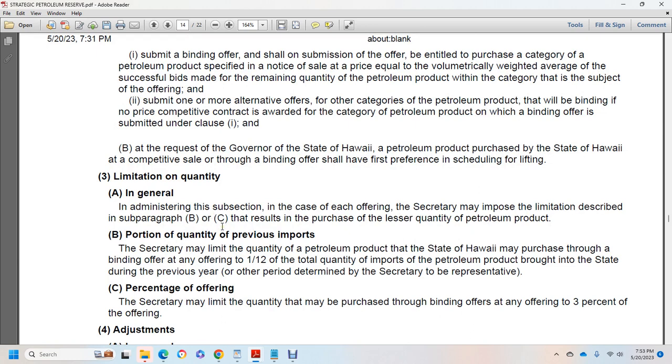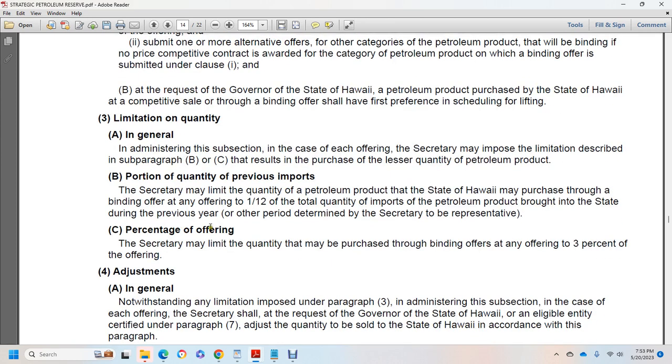The Secretary may limit the quantity of the petroleum product that the State of Hawaii may purchase through the binding offer to 1/12 of the total quantity of the imports of the petroleum product brought into the State during the previous year or other period determined by the Secretary. (C) Percentage of offering: the Secretary may limit the quantity that may be purchased in binding offers to 3% of the offering.